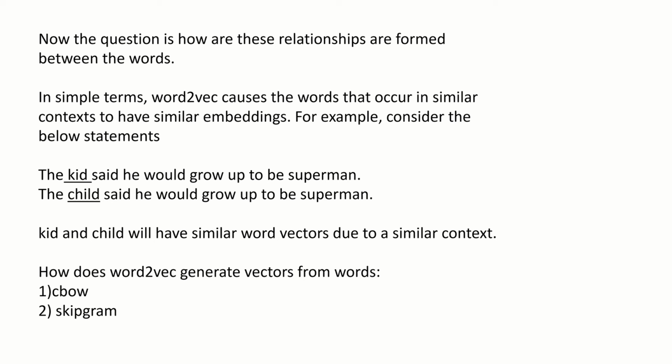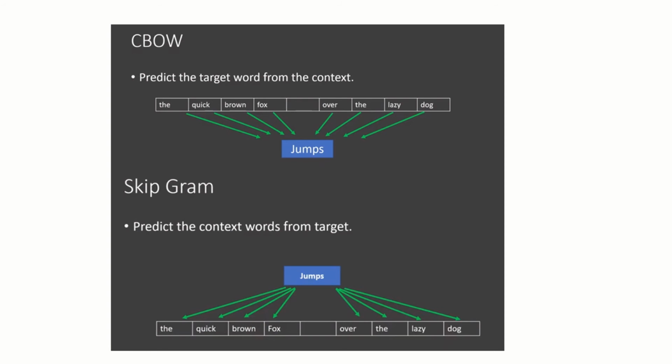But how does word2vec generate vectors from words? There are two algorithms basically. One is continuous bag of words and another is skipgram. In continuous bag of words, we predict the target word from the context. As you can see here, the statement taken here is "the quick brown fox dash over the lazy dog". So all we are trying to do is predict the word which would fit properly in that statement. And skipgram, the other technique, is just the other way. We try to predict the context words from the target. So if we give the target as an input to the neural network, it tries to predict the context words.